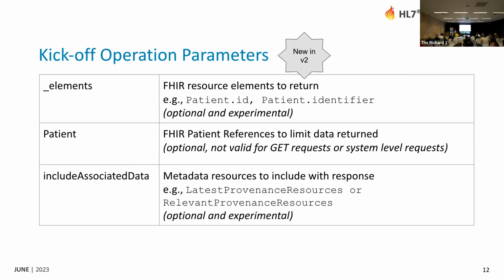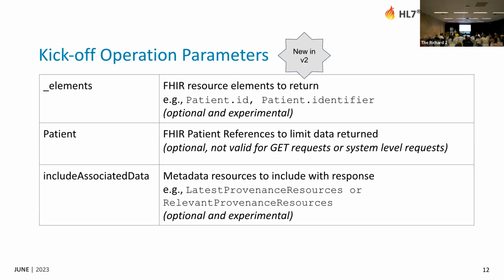We support the patient parameter, which lets you specify a list of patient IDs to return data for. So even within a group, you can actually specify a subset of the patients in the group that you're interested in getting data for. So this is another way to filter the data without having to create a group for every request. And then the last parameter is includeAssociatedData. This is a parameter to let you specify what data you want on the resources that are coming back.